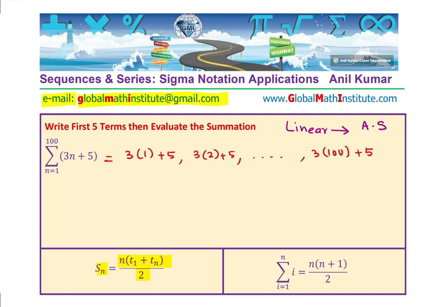So these are different terms. 3 plus 5 is 8, so we get this, and then we have 6 plus 5 is 11. So as you can see, it is increasing by 3, right, as expected. So the common difference is 3. And the last term will be 305.